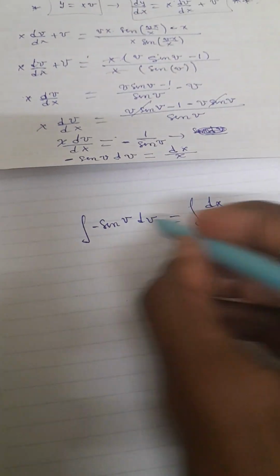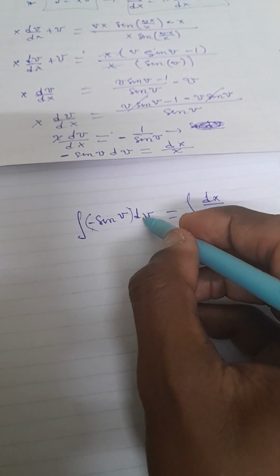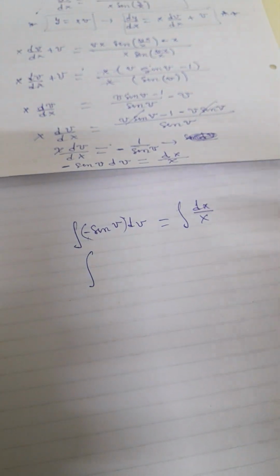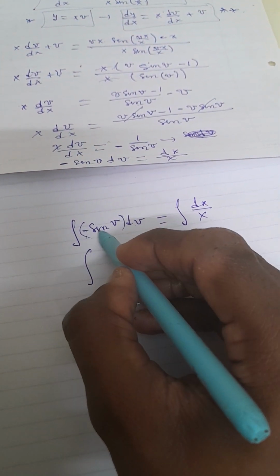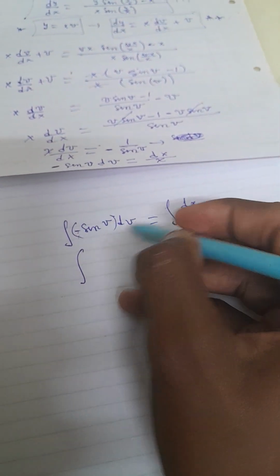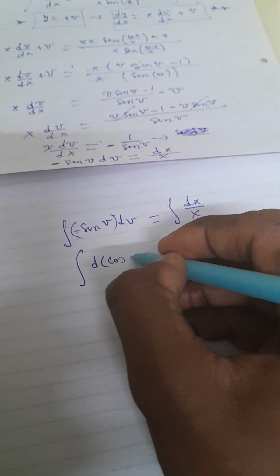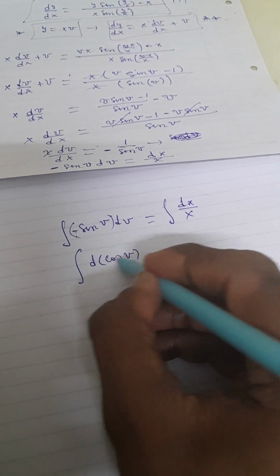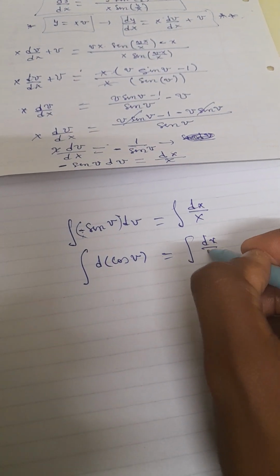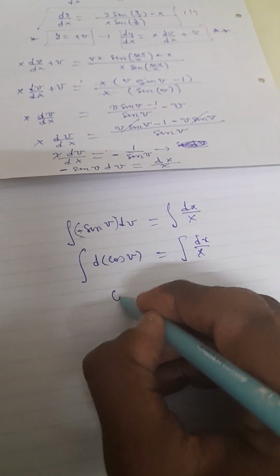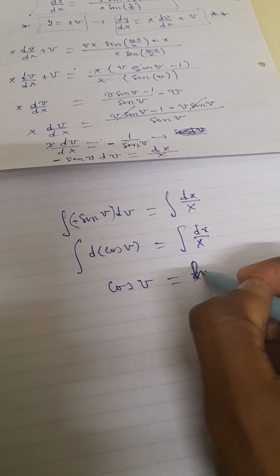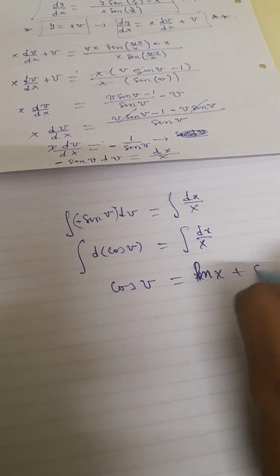So integration of sin is cosine. Here we have minus sin. If I have the derivative of cos of v, it will be minus sin of v. So minus sin integration is the same as writing cos of v. And dx upon x gives ln of x. So it will be cos of v equal to ln of x plus c.